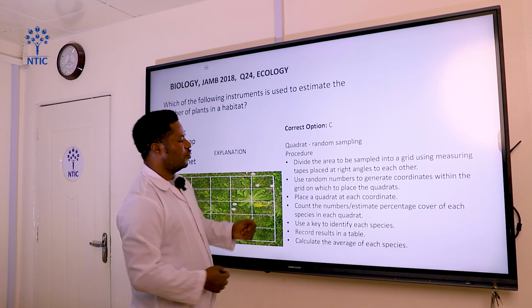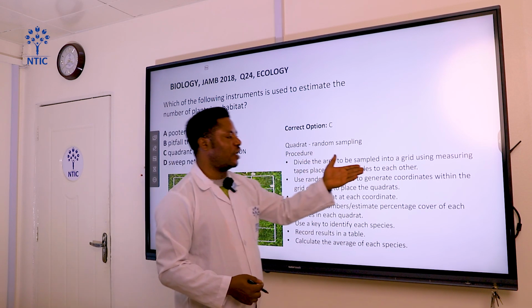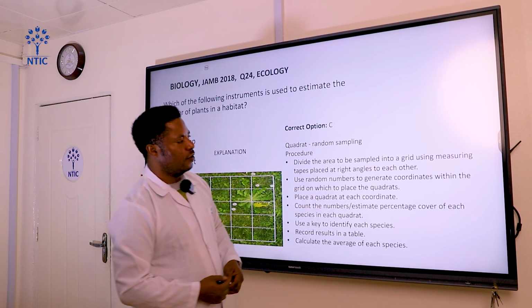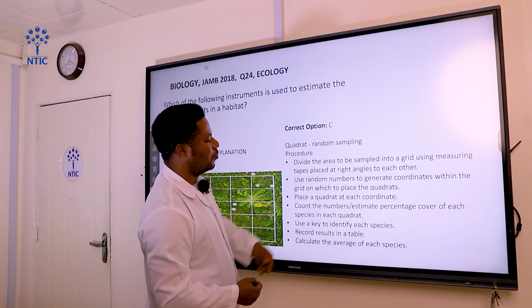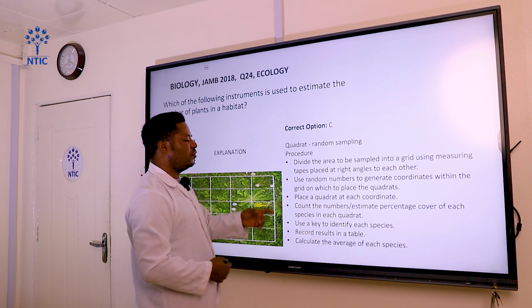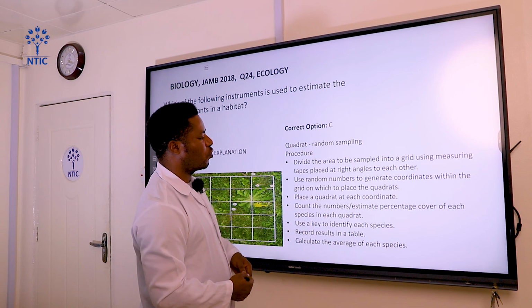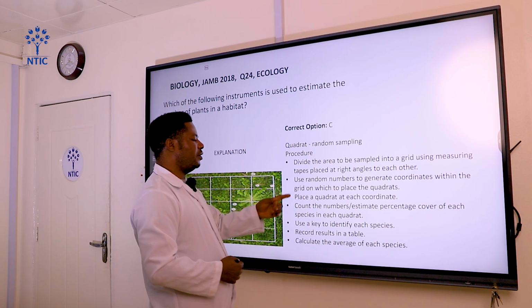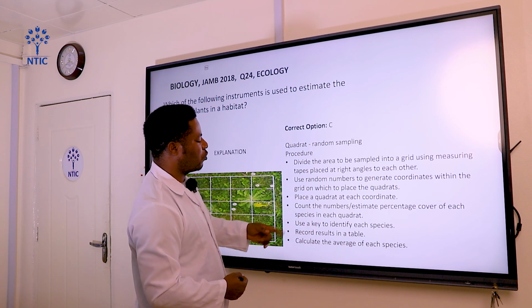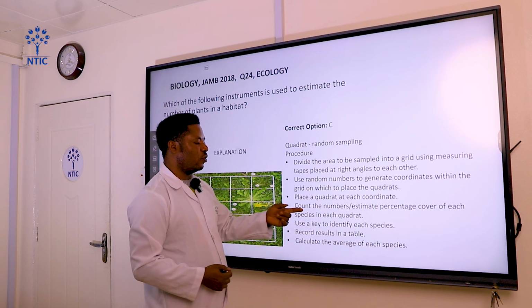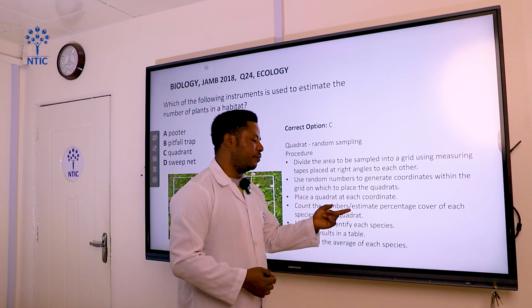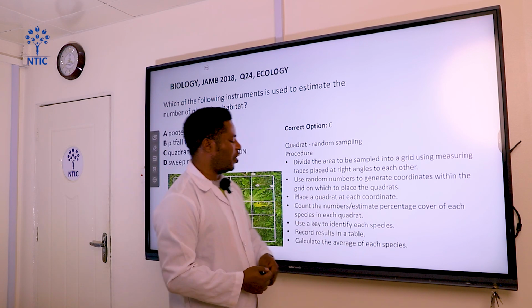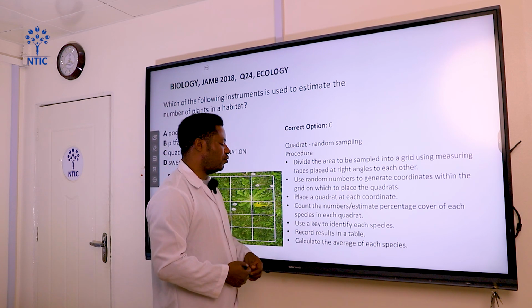Now, as you can see, we said divide the area to be sampled into a grid using measuring tape, placed at right angles to each other. Now, use random numbers to generate coordinates within the grid on which to place the quadrants. Now place a quadrant at each coordinate. Now count the number, and estimate the percentage cover of each species in each quadrant.